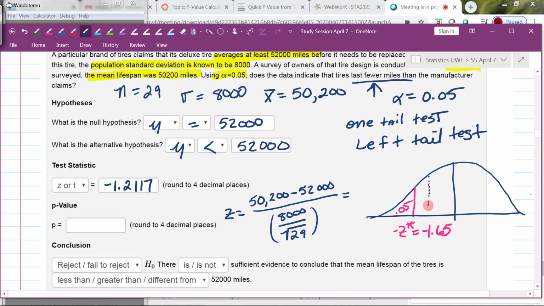Right in here is negative 1.2117. So in here is my fail to reject, and right here is my reject. I think this is my red, and this should be my green. And so based on my picture and my test statistic, everybody, am I rejecting or am I failing to reject?